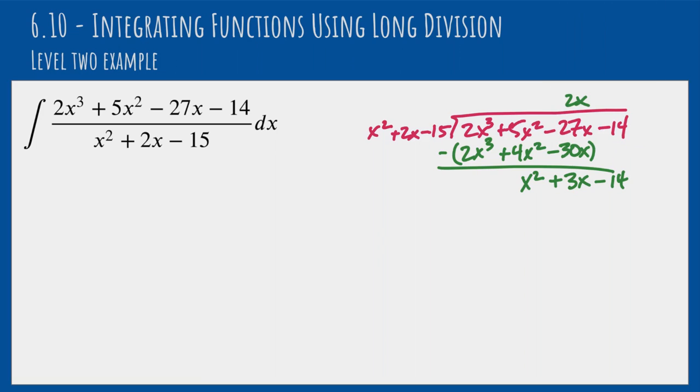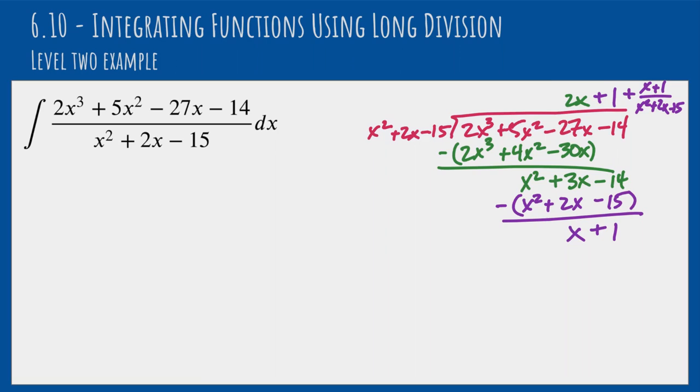Then x squared goes into x squared one time, so we get our plus 1. So we're going to have x squared plus 2x minus 15. And again, we subtract. 3x minus 2x is 1x. Negative 14 plus 15 is plus 1. So we get plus x plus 1 over x squared plus 2x minus 15.